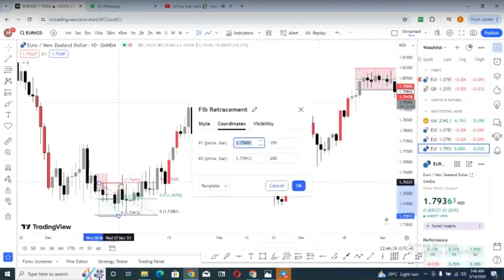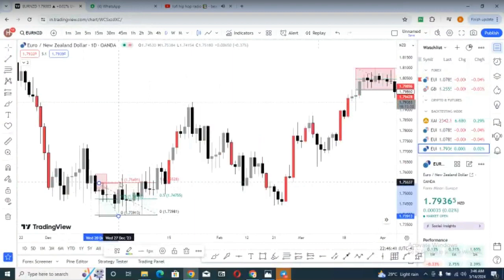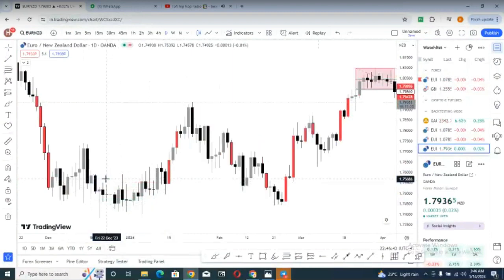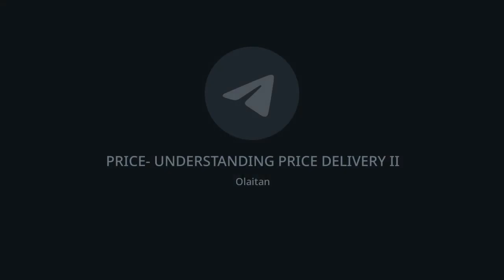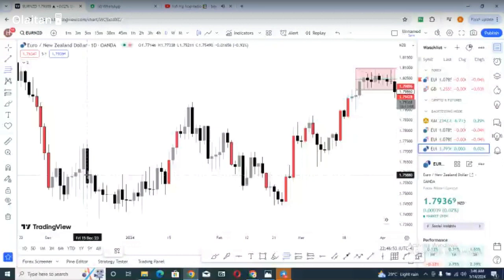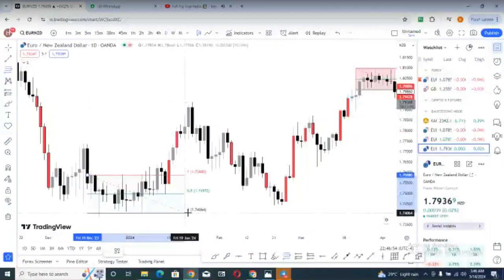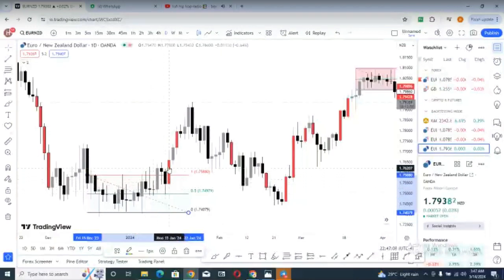Now, this is a consolidation phase. Let me draw it from here to here. Now, are you seeing that? After this consolidation phase, we have an expansion being sponsored by another block. There's another block in other time frames, but it still created an additional order block here. Are you seeing this?